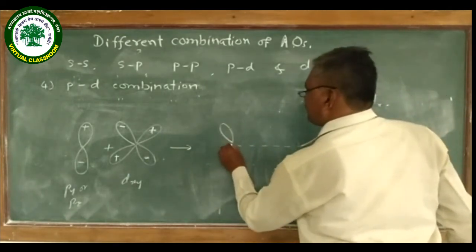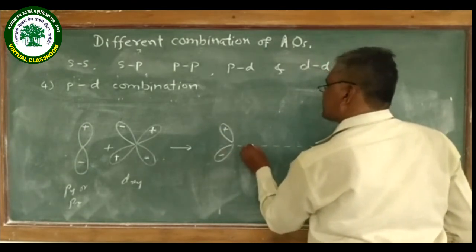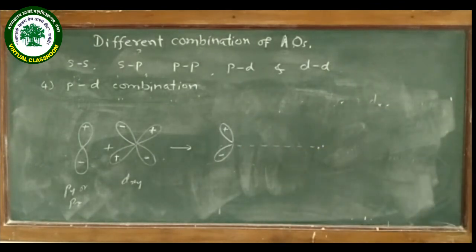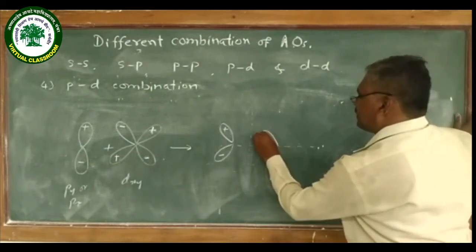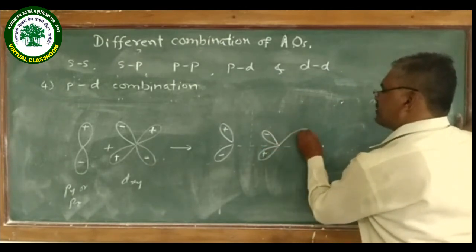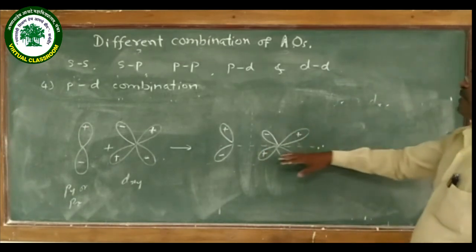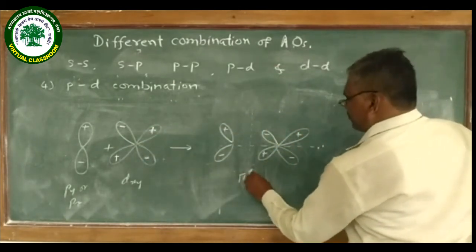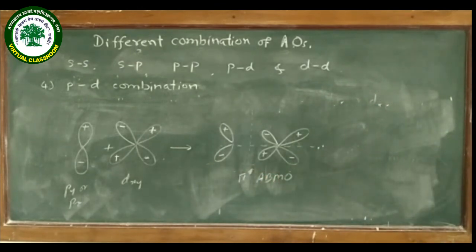This positive lobe, this is negative lobe, this one is positive lobe. Here the nodal plane comes. This is negative, this is positive, and this remains as it is, plus and minus. So this opposite sign overlapping will lead to the formation of pi star antibonding molecular orbital. So this is the PD combination.